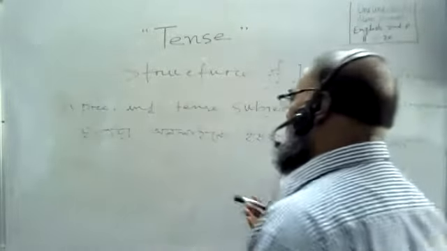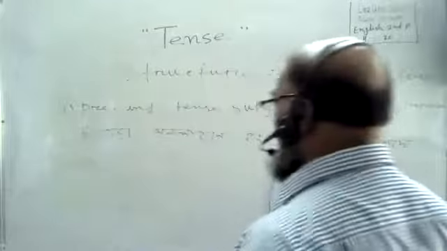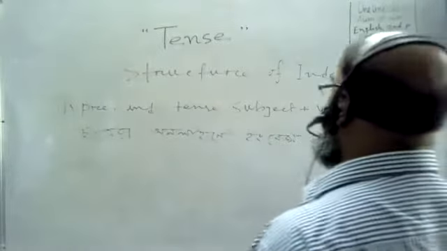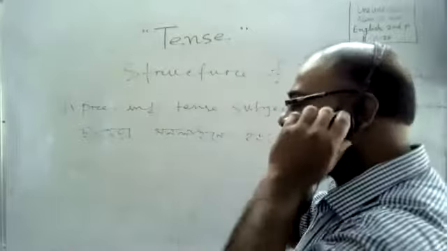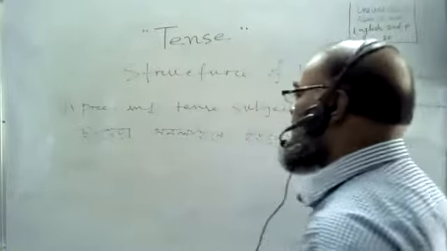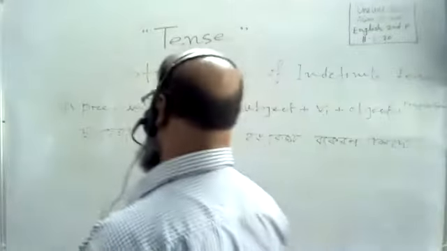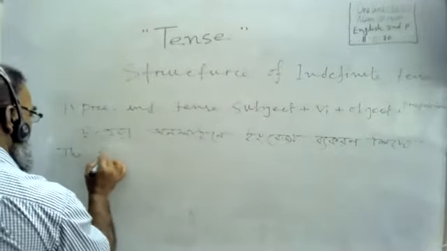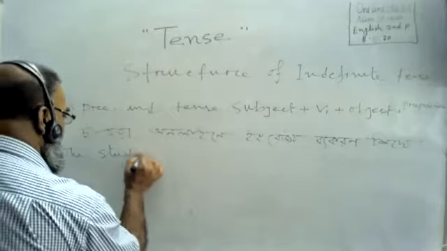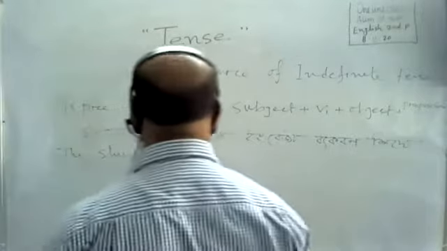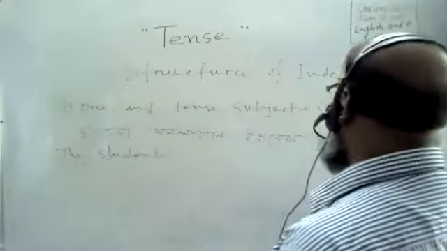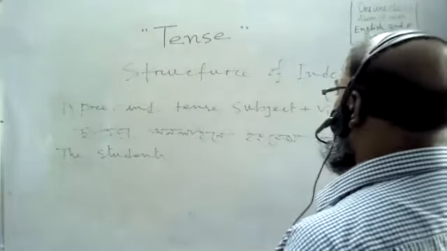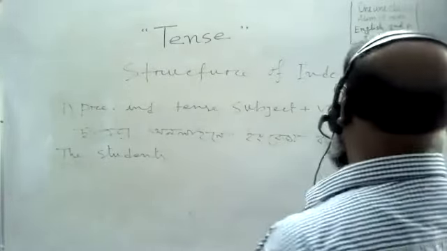So from the sentence ছাত্ররা অনলাইনে ইংরেজি ব্যাকরণ শিখে, what is the subject here? The students, ছাত্ররা. Good. So ছাত্ররা in English is the students. Then what should you use after the subject? The verb.